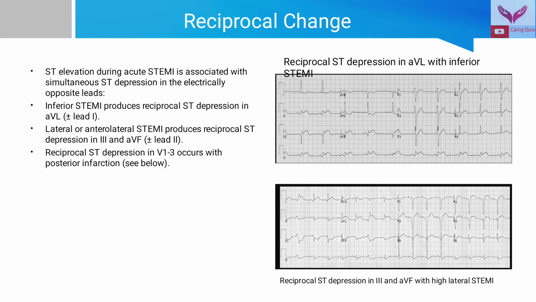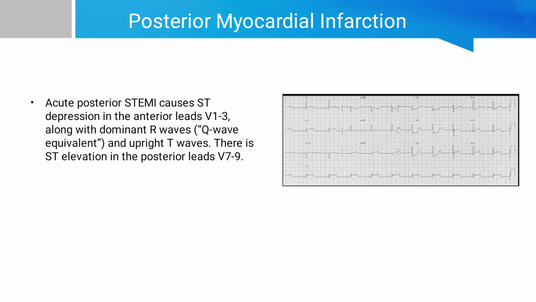The reciprocal changes. The ST elevation during acute ST elevation MI is associated with simultaneous ST depression in electrically opposite leads. The inferior ST elevation MI produces reciprocal ST depression in lead aVL, and it may be present or absent in lead 1. Lateral or anteroseptal ST elevation MI produces reciprocal ST depression in leads 3 and aVF, and at times in lead 2. The reciprocal ST depression in V1 to V3 occurs with posterior infarction as seen in the ECGs given here.